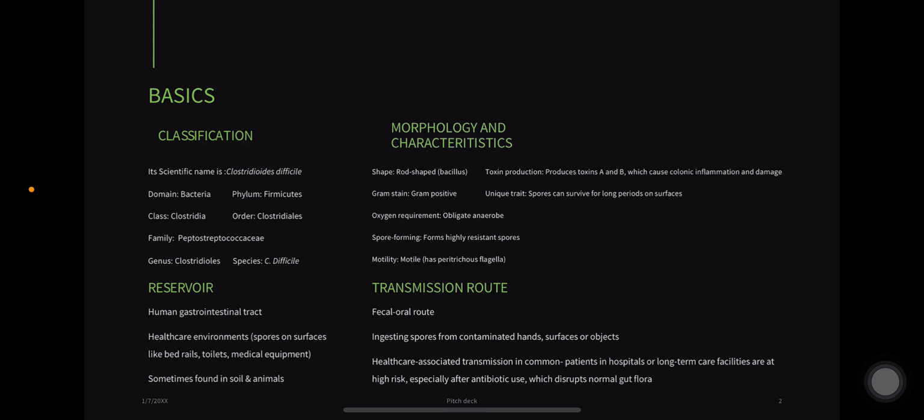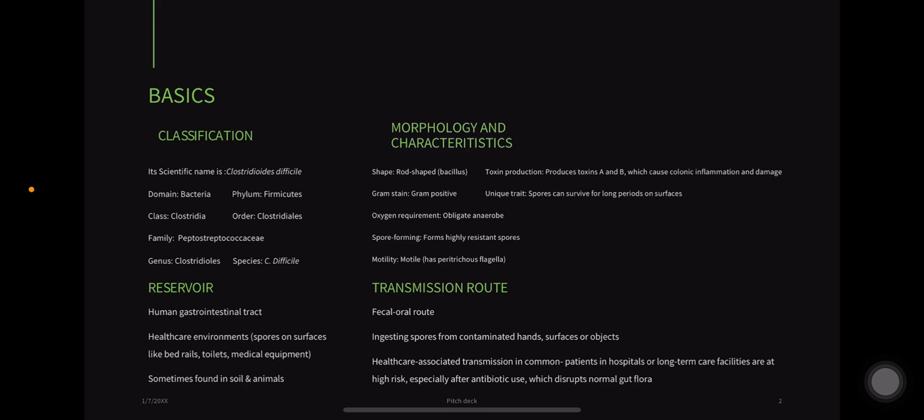In terms of its morphology and characteristics, it's rod-shaped, it's gram positive. It is an obligate anaerobe in terms of its oxygen requirement. Spore forming, it forms highly resistant spores. Motility, it has peritrichous flagella.